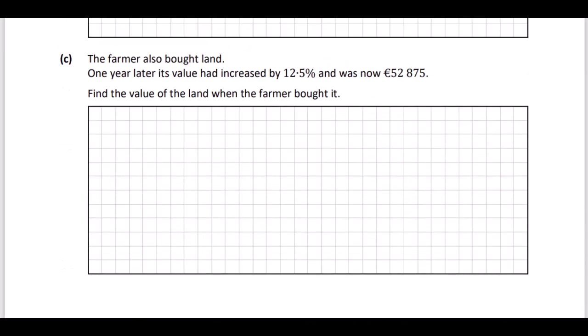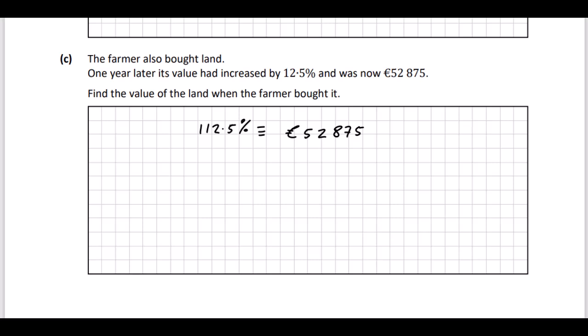The farmer also bought land. 1 year later its value had decreased by 12.5% and was now 52,875 euros. Find the value of the land when the farmer bought it. So we want the value of the land when the farmer bought it, so we're going to put that on the right hand side, 52,875 euros. That's equivalent to what percentage? Well, that's going to be equivalent to 112.5%.